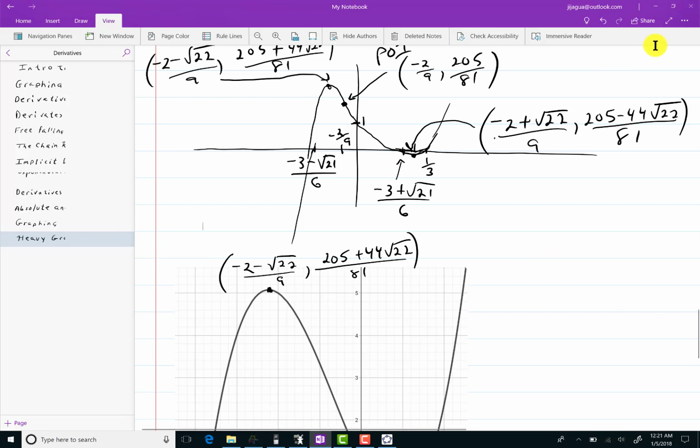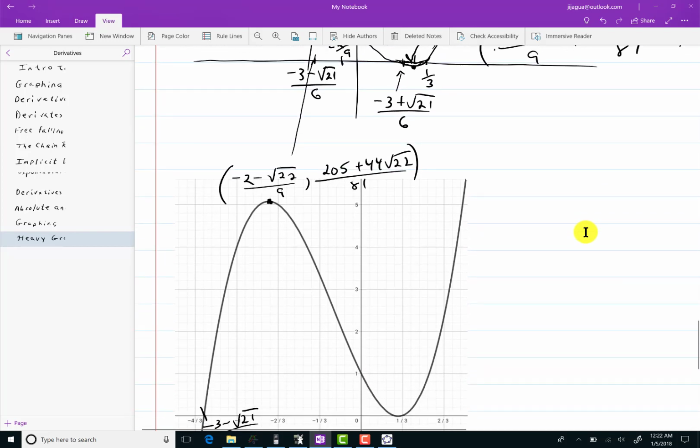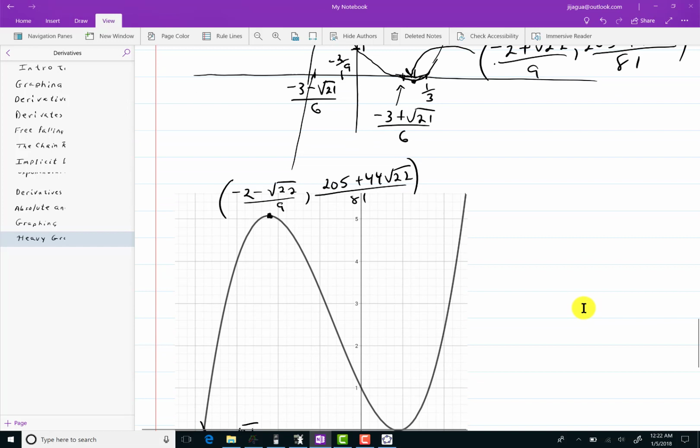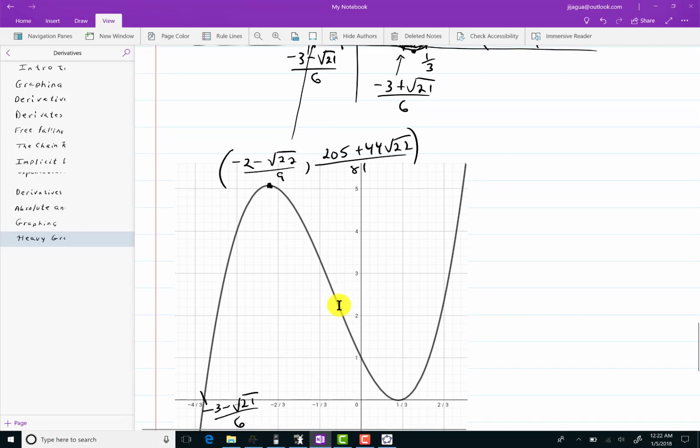I had a point of inflection, -2/9, 205/81. I guess that's about 2.5, so I know where to locate it, somewhere around 2.5 in here. So -1/9 is 1/3, -2/9, so 1/3 of this, but times 2, so 2/3 of that. So somewhere in here, I'll have my point of inflection. That'll be -2/9, comma, 205/81.